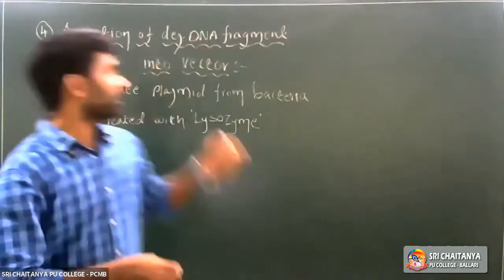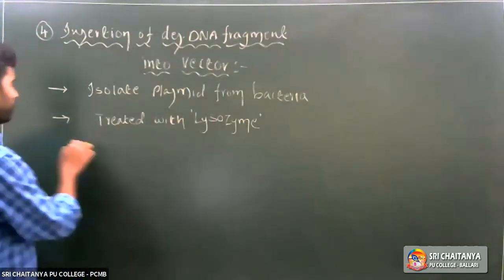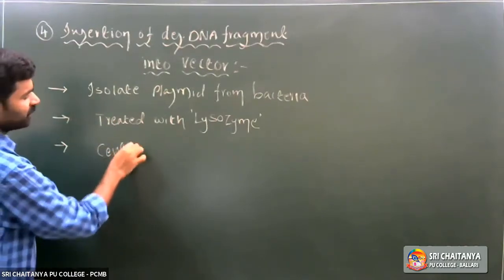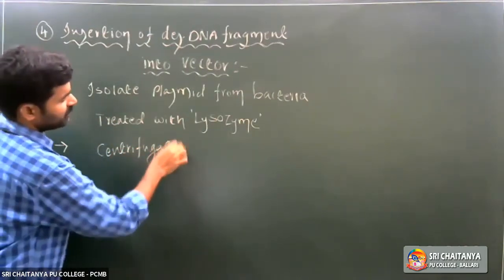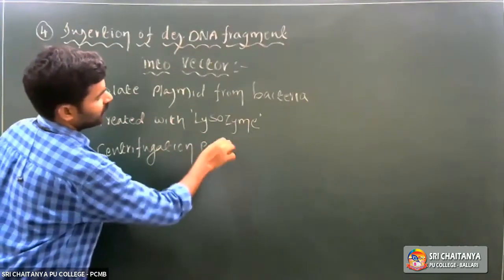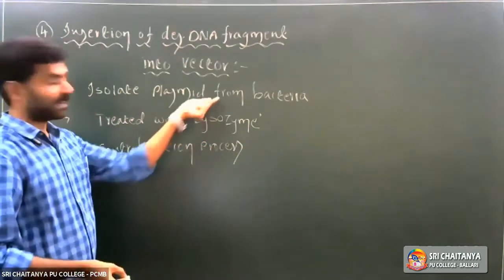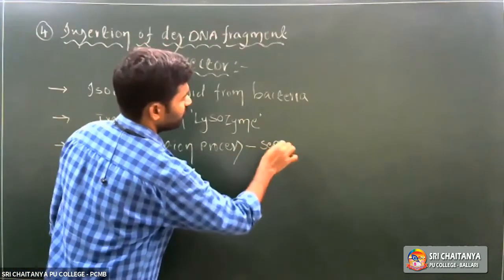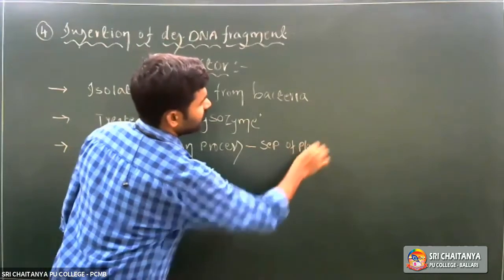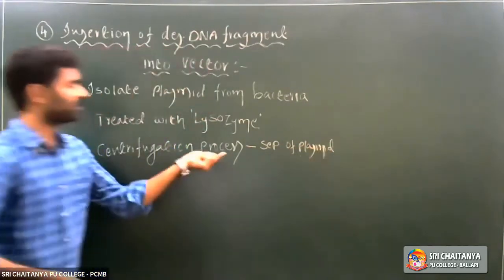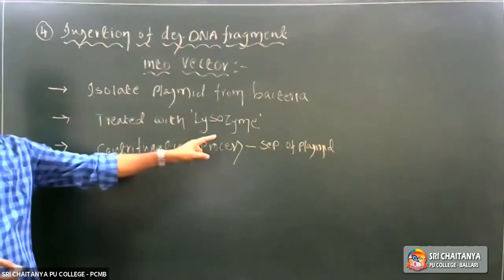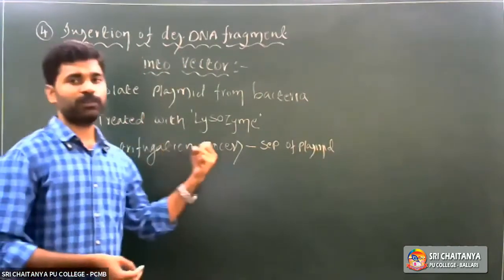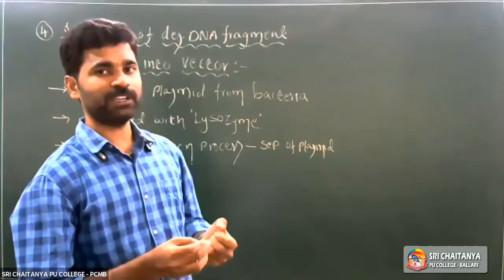After digestion of the bacterial cell wall, the bacterial cells are subjected to the centrifugation process for separation of plasmids, right? For the separation of plasmid, we use a density-based centrifugation process after treating with lysozyme enzyme. In this way, plasmids are collected from the bacteria.